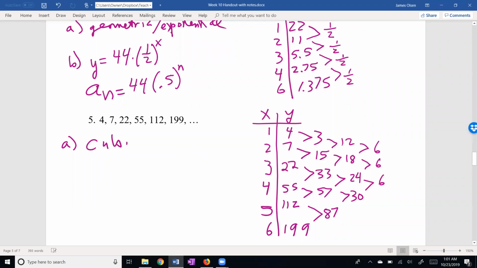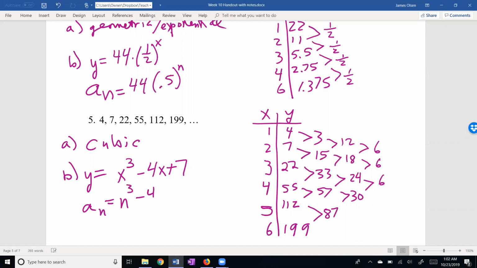This is a cubic relationship. And my formula is y equals 1 x cubed plus 0x squared, I'm not going to write that in, minus 4x plus 7. And you can check this with Desmos or check it with a graphing calculator. Using the sequence notation, an is equal to n cubed minus 4n plus 7.